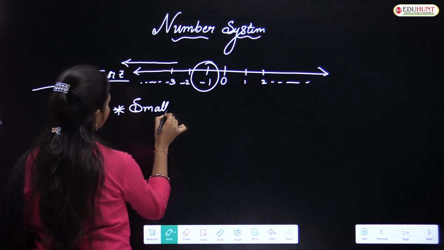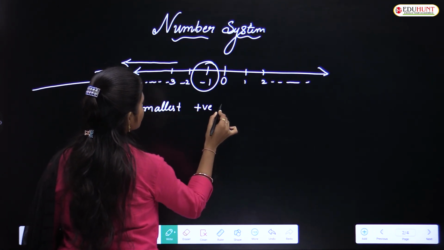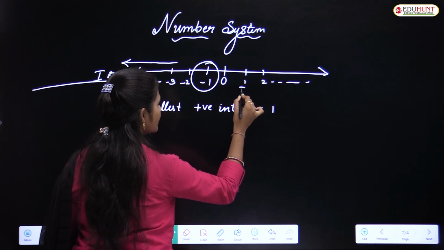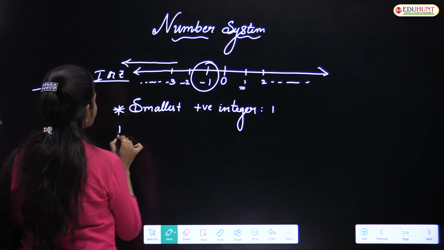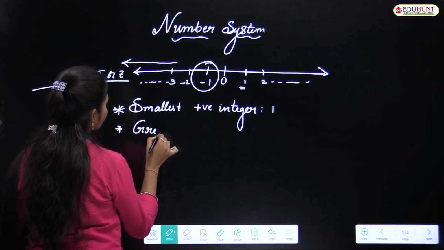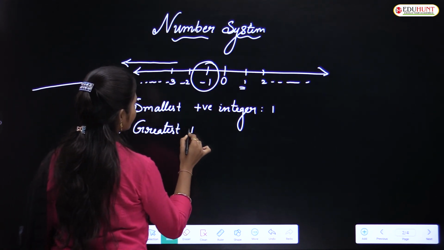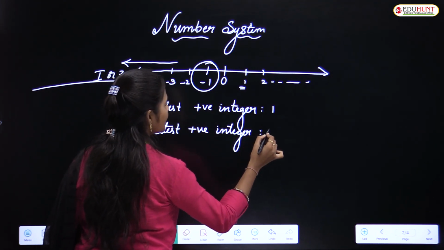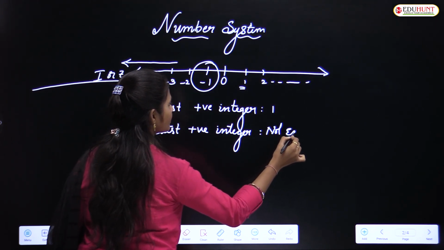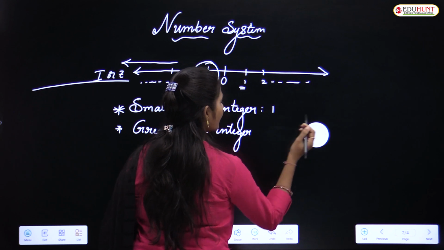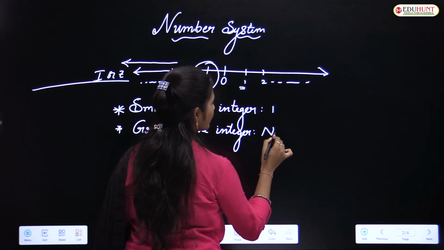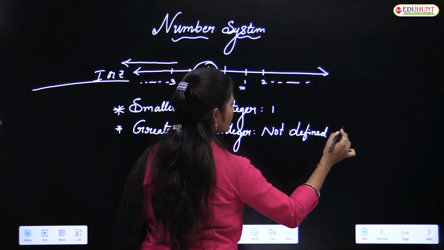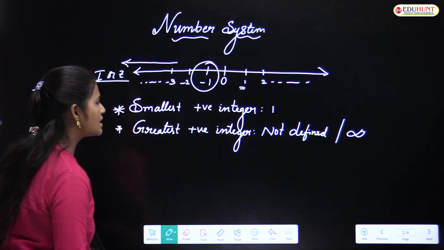Smallest positive integer, what is that? That is of course 1 only, no? Okay. Next, greatest positive integer. Greatest positive integer, that does not exist, or is not defined, or infinite. Okay, we can say anything.